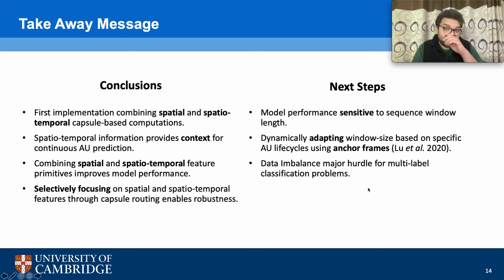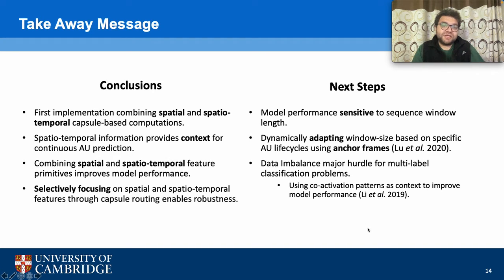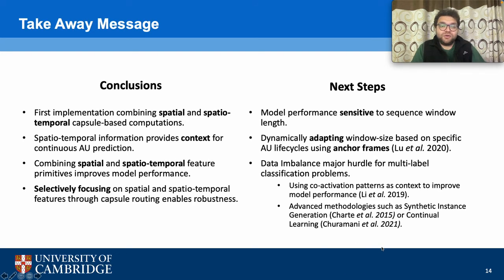We would also like to examine the data imbalance problem and look at approaches such as looking at co-occurrence patterns, where we know that if one AU is present, the likelihood of the other AU being present is also high, which might improve model performance, and also looking at advanced methods such as synthetic instance generation to balance out datasets, and also continual learning with dynamically changing datasets and data shifts.